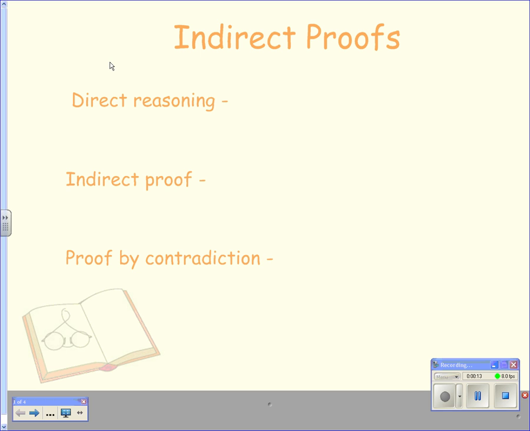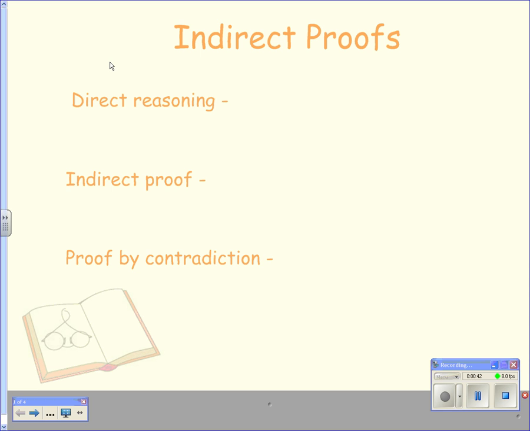So direct reasoning, the process of reasoning that begins with a true hypothesis and builds a logical argument to show that a conclusion is true. Y'all got that? So that's what we've been doing. Those are the paragraph proofs, the flowcharts, and the two-column proofs. Or it says, explain this. Like, that's what you've been doing.